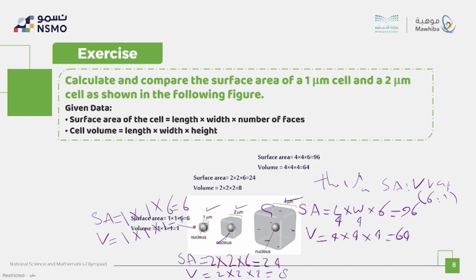When the cell becomes 2 micrometers, here, that one, the ratio decreases to what? 3 to 1, which reduces efficiency by half. And for the 4 micrometer cell, that one here, the ratio is about 1.5 to 1, making material exchange significantly slower. The conclusion: smaller cells interact faster with their environment, which is why cell division is essential for survival.